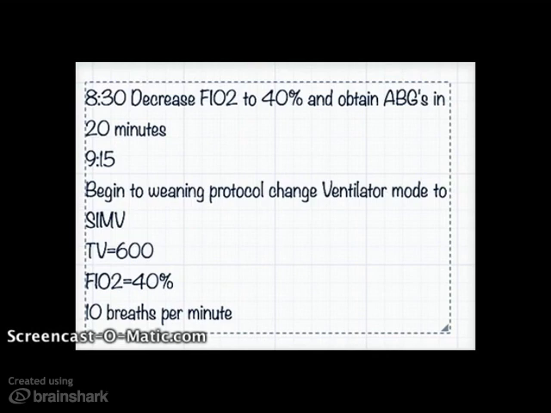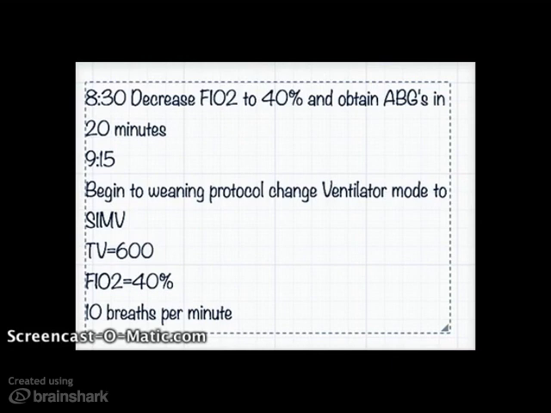10 is less than that. So what we're hoping is that the patient will be able to make up the difference. So in 20 minutes after the patient has been on this mode, we're going to get a set of blood gases and see if the blood gases indicate that the patient is stable and this is okay.